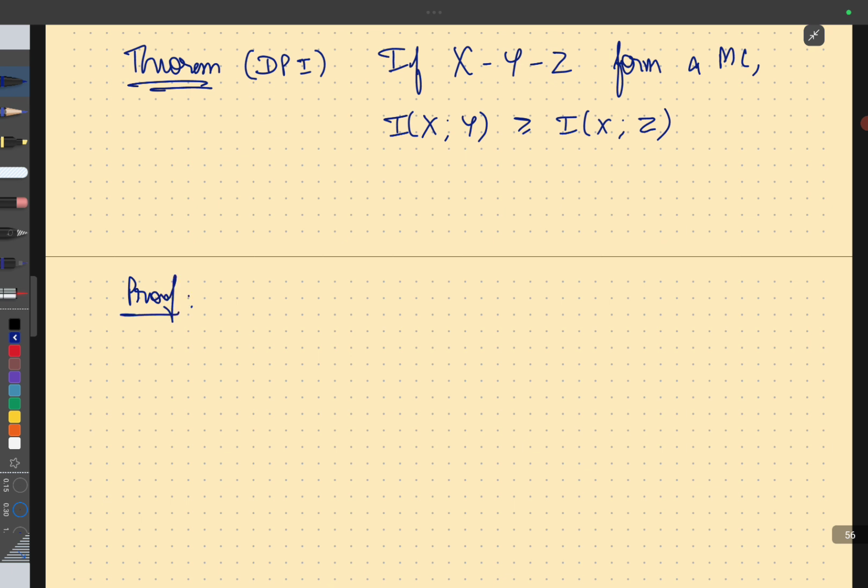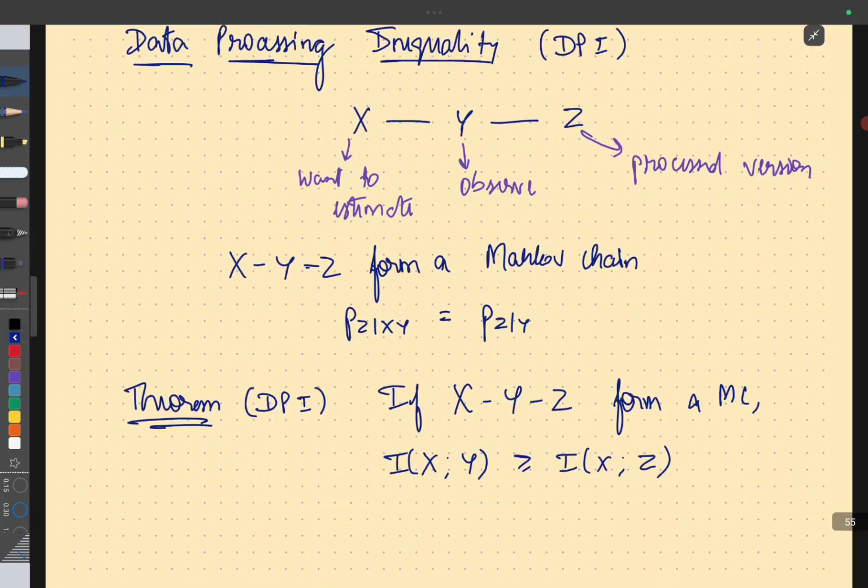The proof is fairly simple. Again, this is something that's natural, something that you would believe, because when you're processing Y to get Z, you're essentially either losing some information from Y or you're adding some information that is independent of X. Right? Only then can X, Y, Z form a Markov chain. So anything else that you do cannot really give you any more information about X than Y.